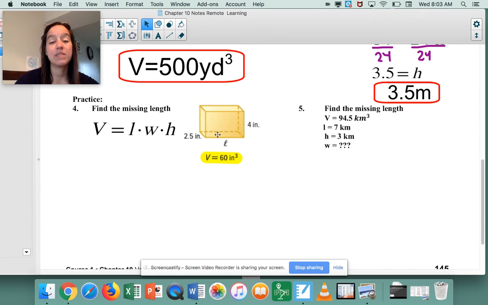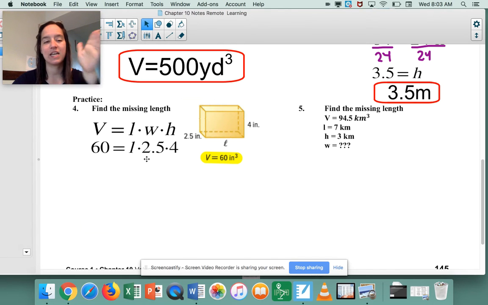So what I'm missing here is the length. So I go ahead and fill it all in except for the length. I know it looks like a 1. It's actually an L. I couldn't change it. Sorry about that. That's why they do a cursive L. So I plug it all in.